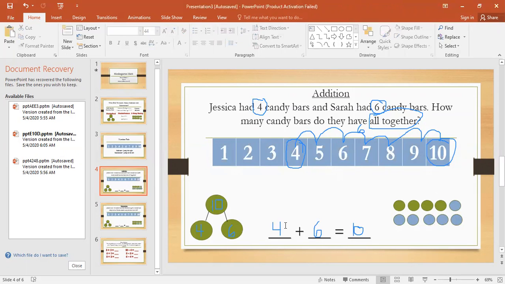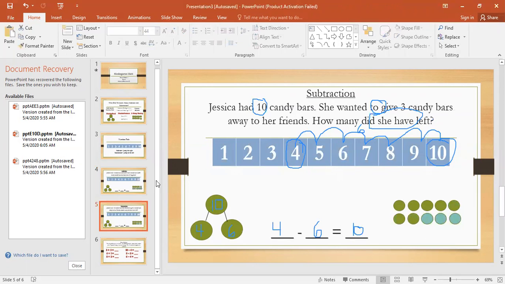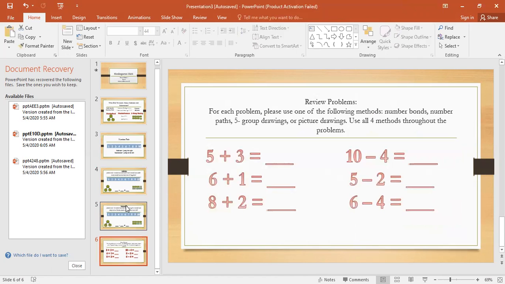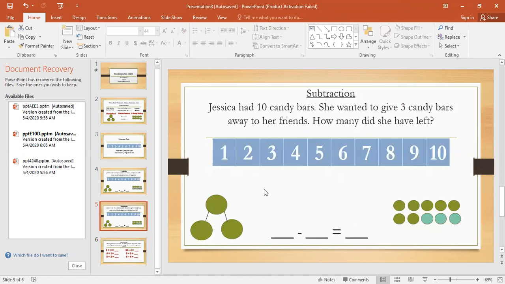We used a number path, a number sentence, and a 5-group drawing to model our work. Great job. Let's do one subtraction problem, and then you guys will go off and complete some review problems. Okay, this is our subtraction problem. I'm going to read this for you. Jessica had 10 candy bars. She wanted to give 3 candy bars away to her friends. How many did she have left?